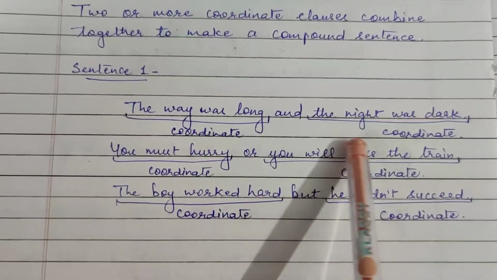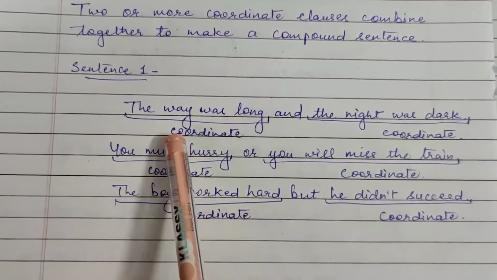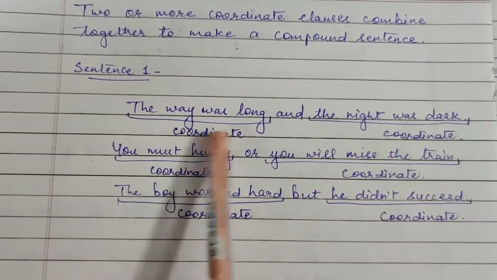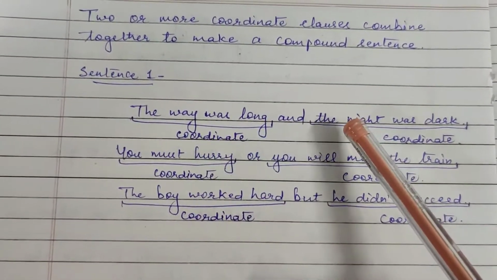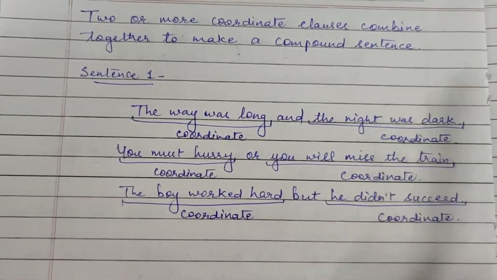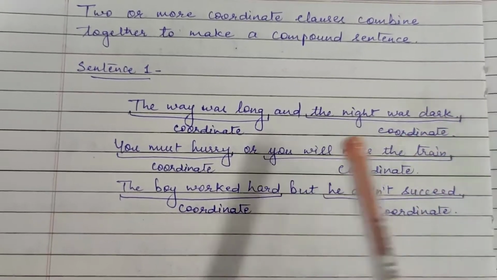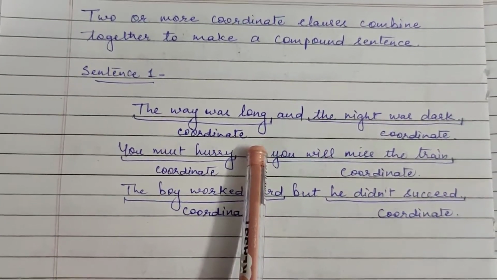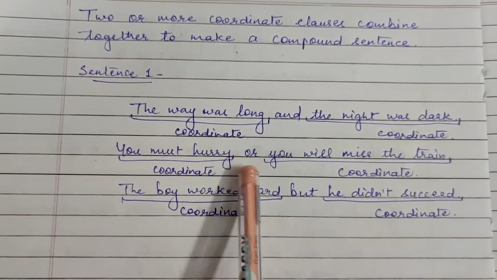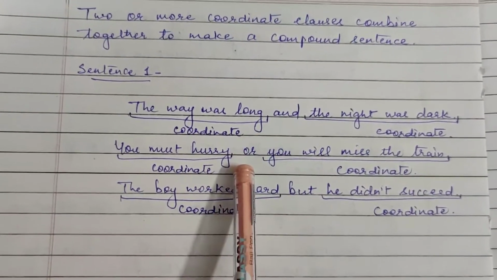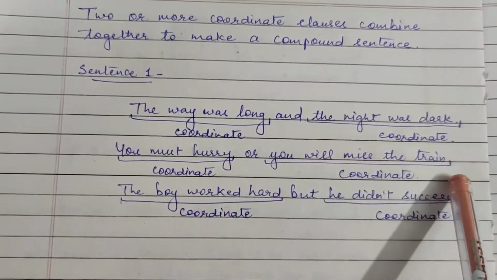The way was long and the night was dark. Even if they are combined with a conjunction, they don't need each other to complete their meaning. The way was long, it is complete in itself. The night was dark, complete in itself. You must hurry or you will miss the train. Here also they are completing their own meaning, even if they are combined with the conjunction. So you must hurry, you will miss the train.